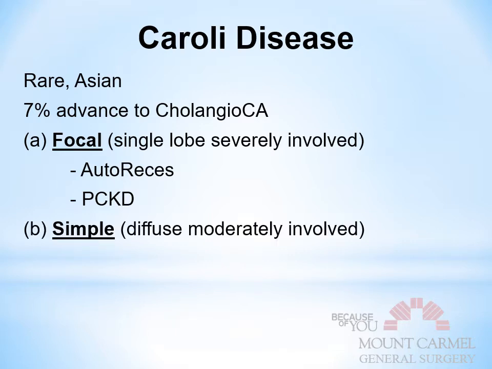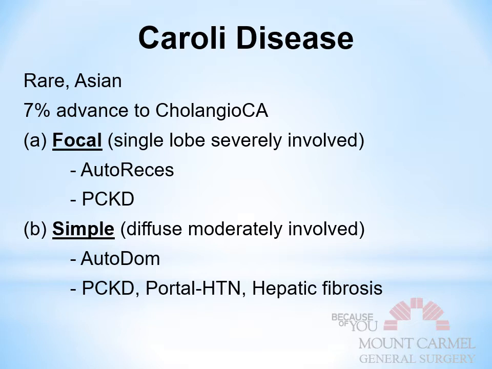The other is a simple variant, where you get signs and symptoms everywhere in the liver without any focal aspect to it. Autosomal dominant in nature, so this one is inherited. The other one is also inherited, autosomal recessive. This one's autosomal dominant, also associated with polycystic kidney disease. But interestingly, that also has portal hypertension and hepatic fibrosis. So these patients are much more severely involved in their liver, and as a result they've got portal hypertension and the backup and congestion of fluid.